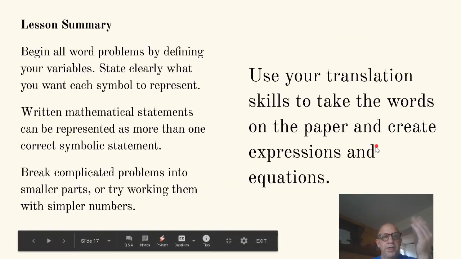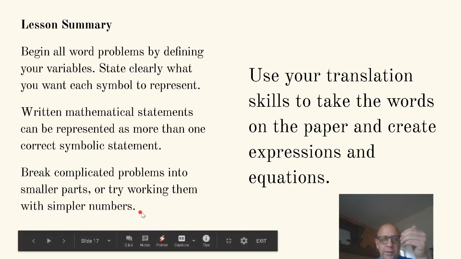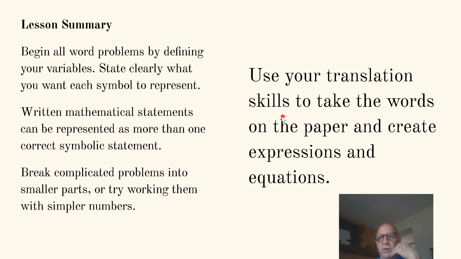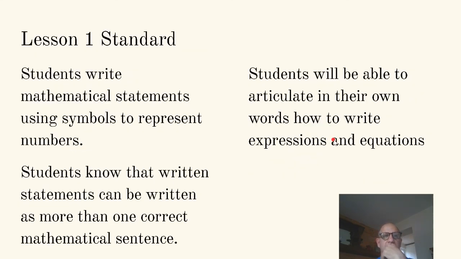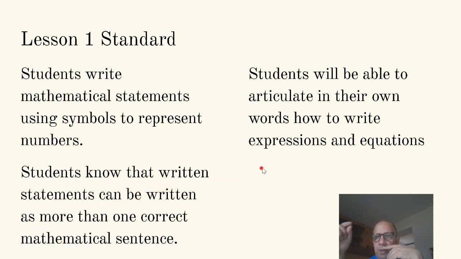Lesson summary. So we begin all problems by defining a variable. Then we write our statements. There can be more than one right way of doing it. If it's complicated, we break it down into little parts and do each part. Okay? Use your translation skills. Take the words on the paper and create expressions and equations. So we have learned how to write mathematical statements using symbols that represent numbers. And we know that written statements can be written in more than one correct way.